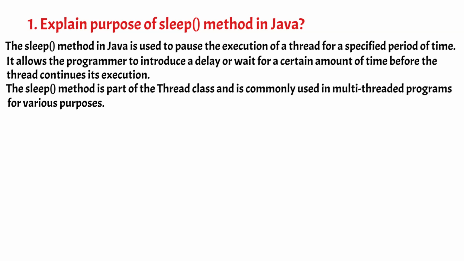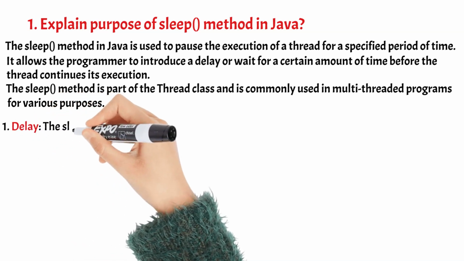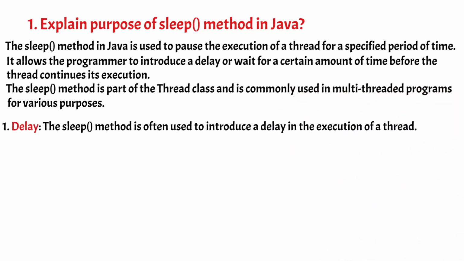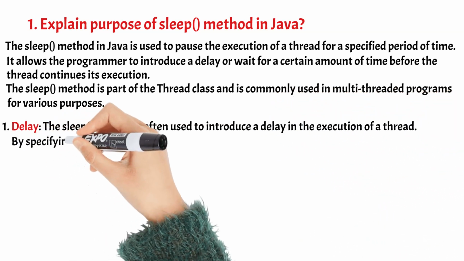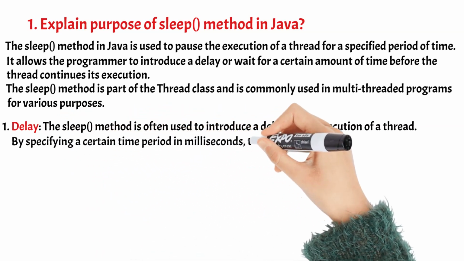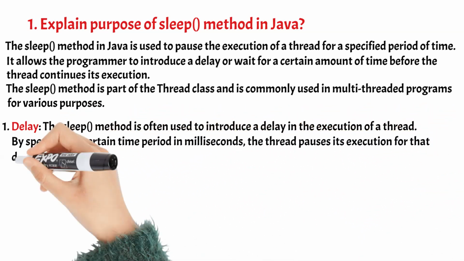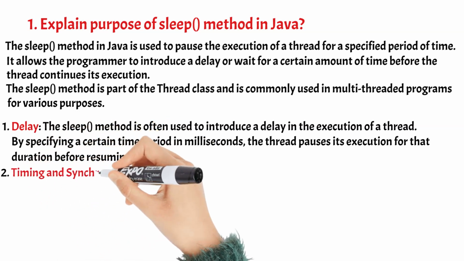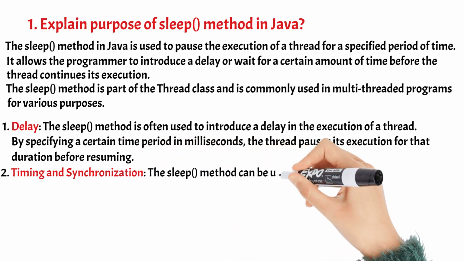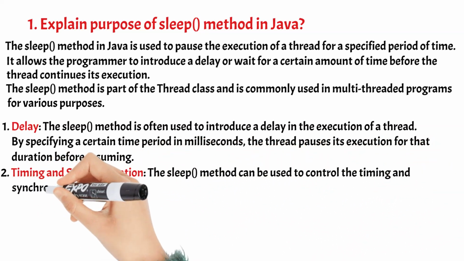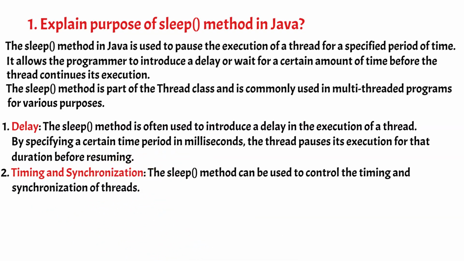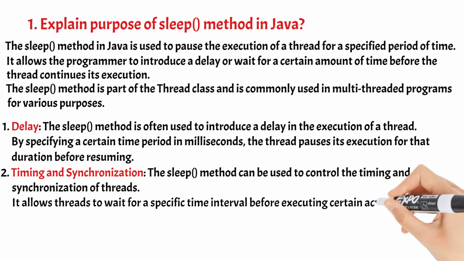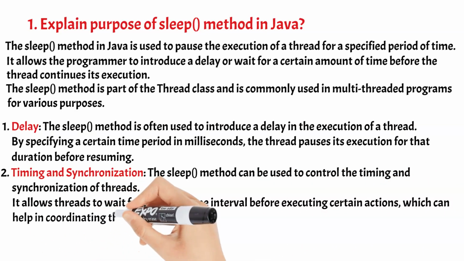1. Delay. The sleep method is often used to introduce a delay in the execution of a thread. By specifying a certain time period in milliseconds, the thread pauses its execution for that duration before resuming. 2. Timing and synchronization. The sleep method can be used to control the timing and synchronization of threads. It allows threads to wait for a specific time interval before executing certain actions, which can help in coordinating the execution of multiple threads.